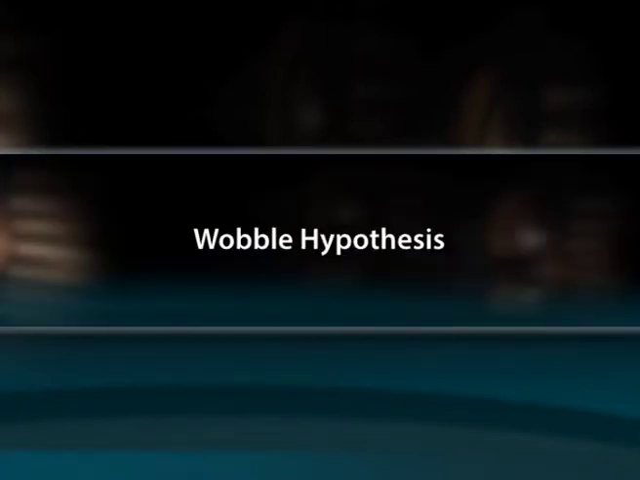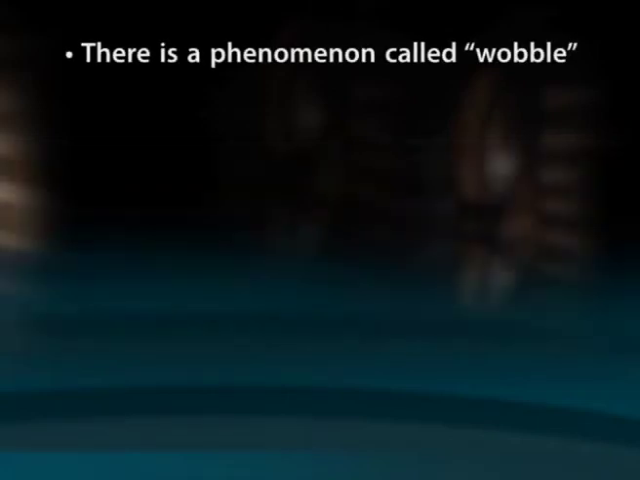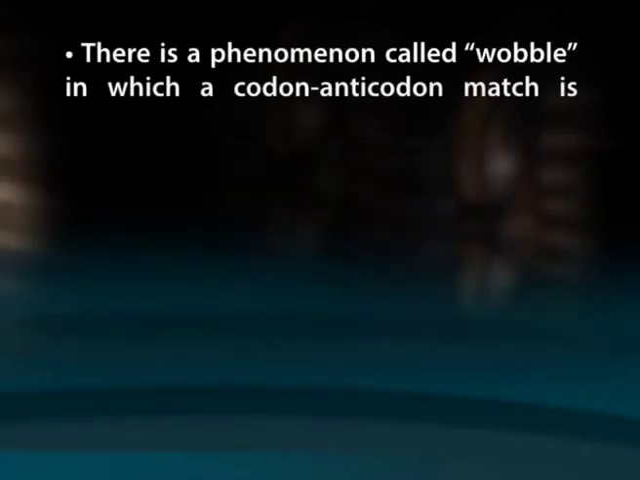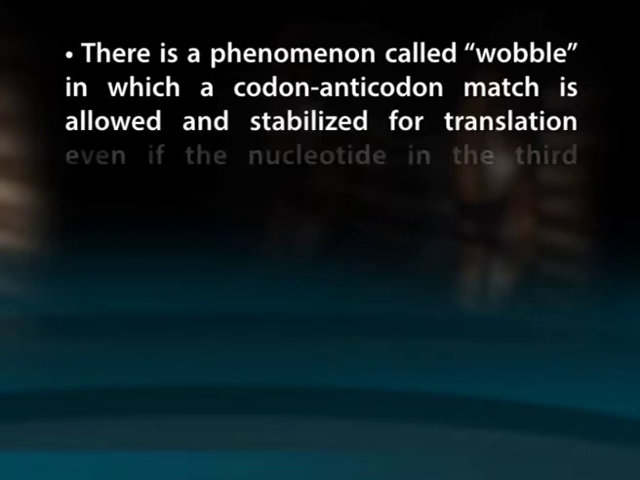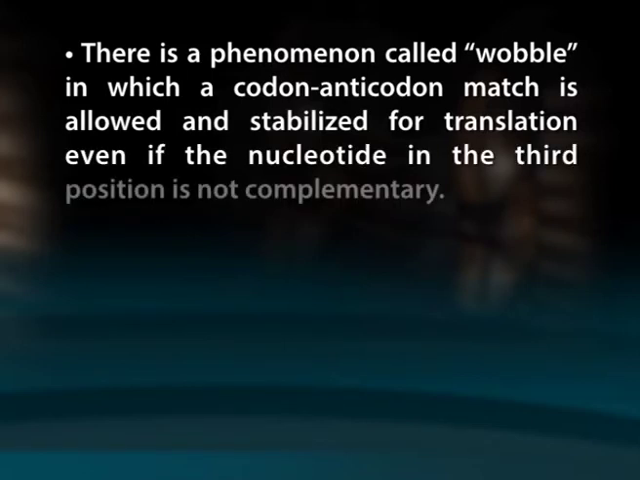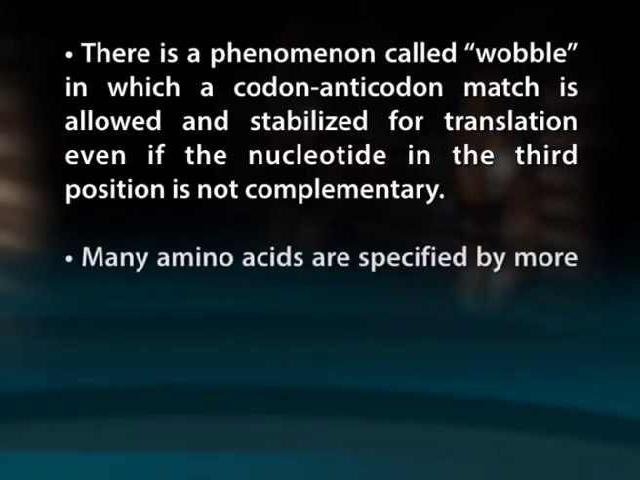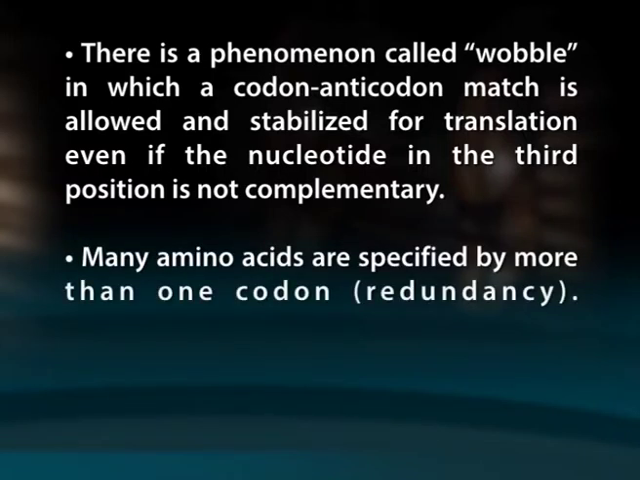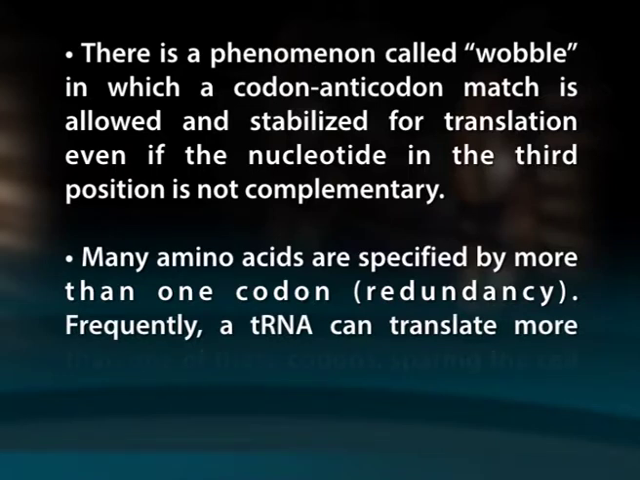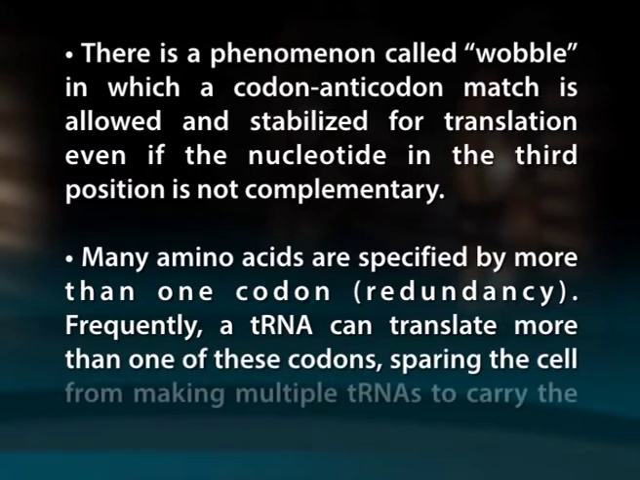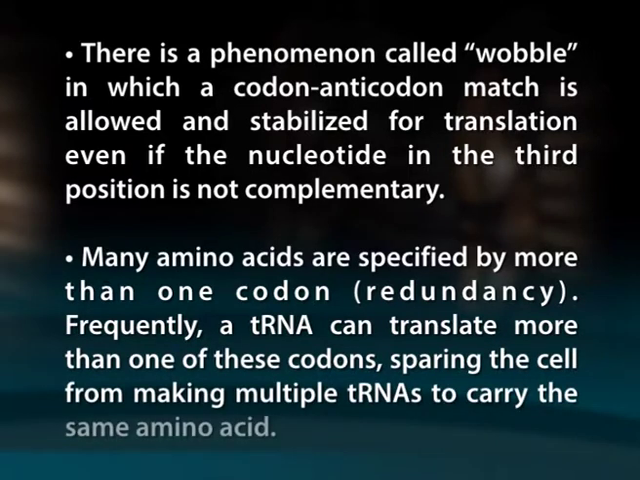Wobble hypothesis. There is a phenomenon called wobble in which a codon-anticodon match is allowed and stabilized for translation even if the nucleotide in the 3rd position is not complementary. Many amino acids are specified by more than one codon. It is also known as redundancy.